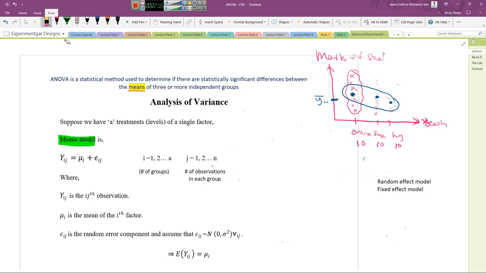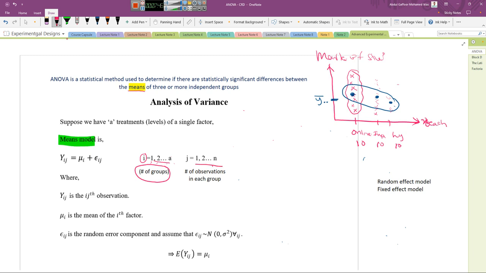Right, so suppose we have A treatments. The number of treatments is A, and under each treatment we have n observations. The number of treatments can also be the number of groups. This can be denoted using i, and we have 1, 2, 3 up to A treatments, and under each group we have n observations, right?